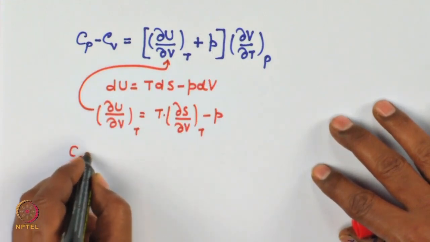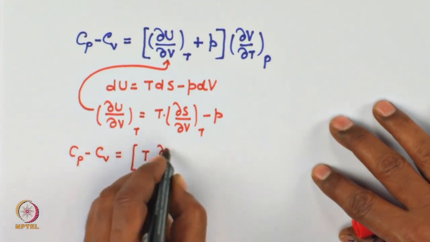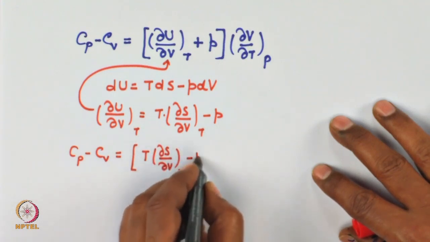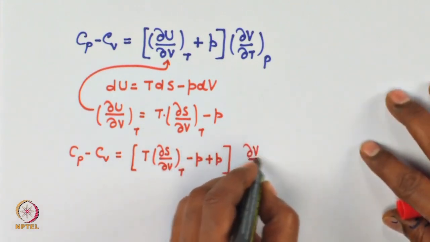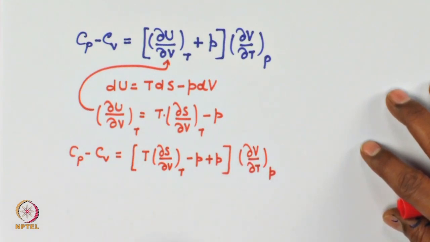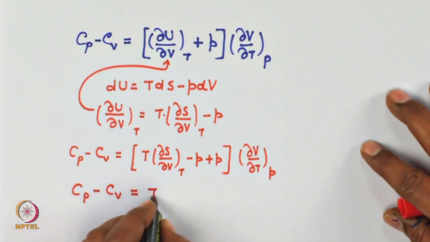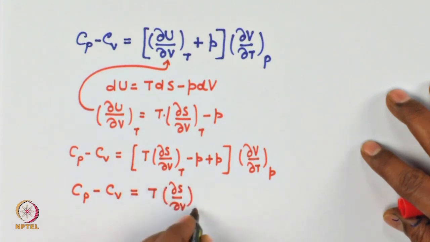What do I get now? Cp minus Cv is equal to T times the variation of entropy with volume at constant temperature, minus P plus P, and what I have is the variation of volume with temperature at constant pressure. So, what I have, Cp minus Cv is equal to T into ∂S/∂V at constant temperature into ∂V/∂T at constant pressure.